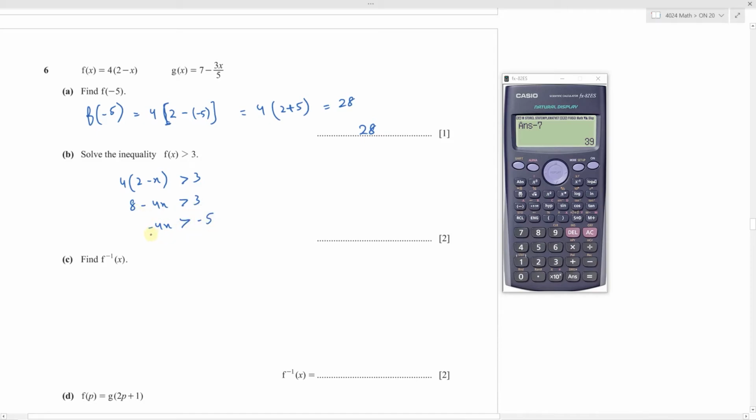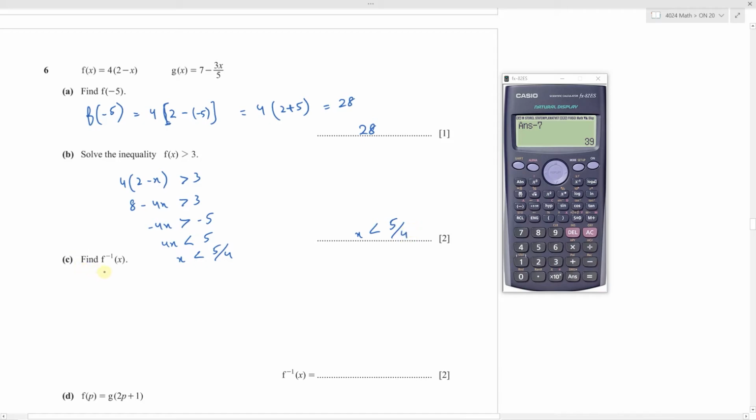And then I'll multiply with minus 1 on both sides because I want positive x on this side. Since I'm multiplying with minus on both sides, the inequality sign will flip. So 4x will be less than 5 now. And then x will be less than 5 over 4. So your answer here is x is less than 5 over 4.